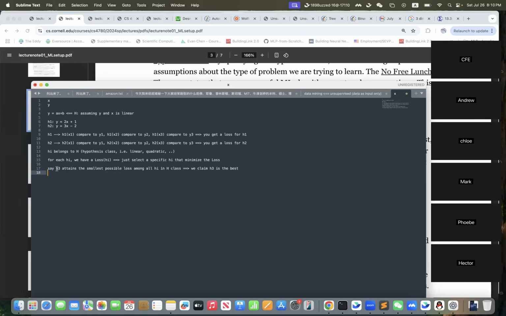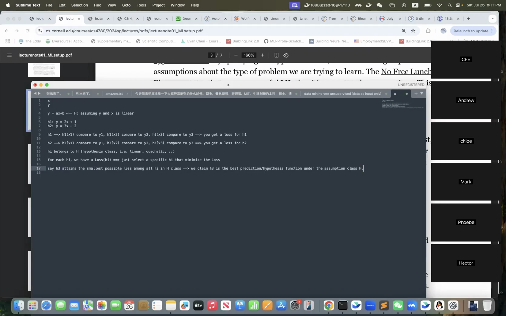So if H3 attains the smallest possible loss among all Hi in the H class, we claim H3 is the best prediction function, right? Or hypothesis function, under the assumption of the class H, right?